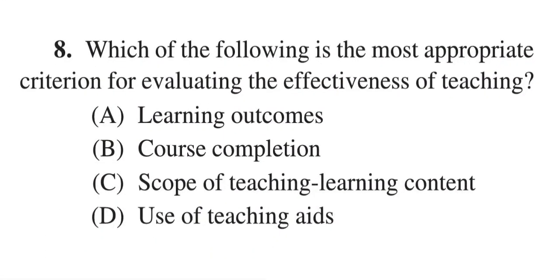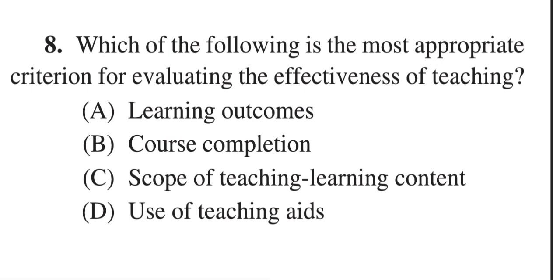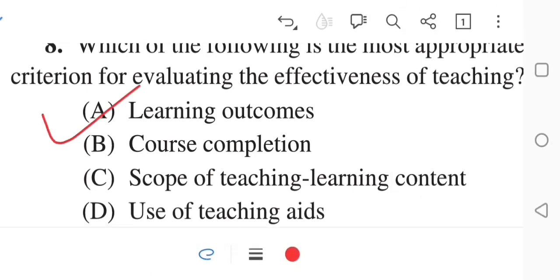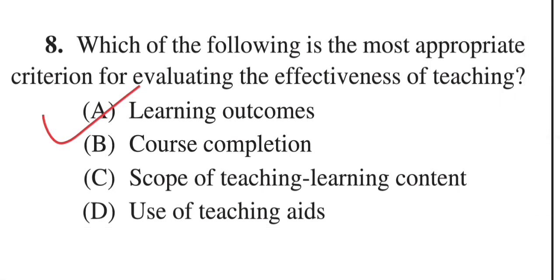Next, it says, which of the following is the most appropriate criterion for evaluating the effectiveness of teaching? Learning outcomes, course completion, scope of teaching learning content, use of teaching aids. So the correct answer will be A, learning outcome. Learning outcome is the most appropriate criterion for evaluating the effectiveness of teaching. This is also related to teaching aptitude. You can make this out from the question itself.